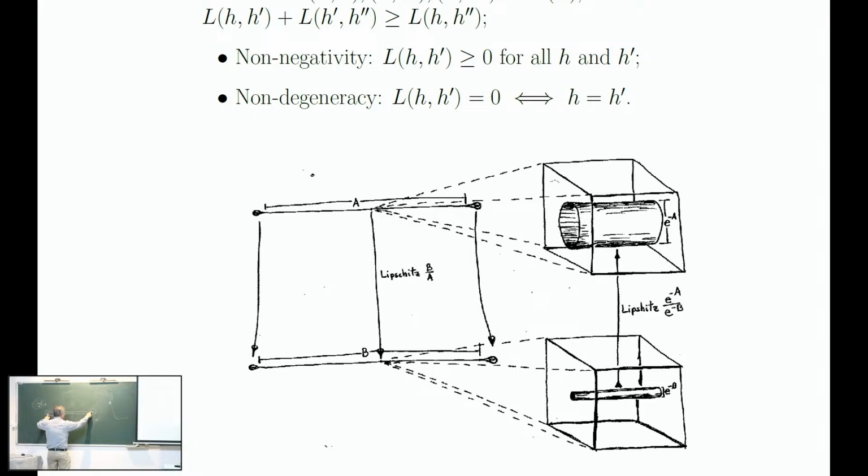So the two holes are here, and then I have a long tube joining them, a long tube of length A. So the hyperbolic length from here to here is more or less A.